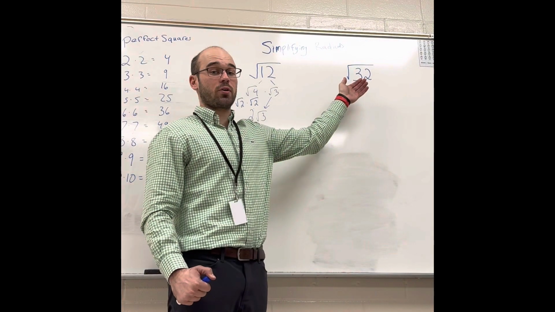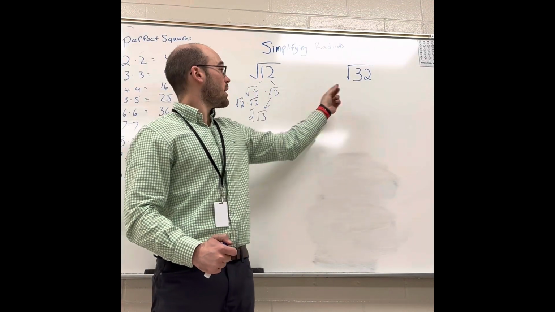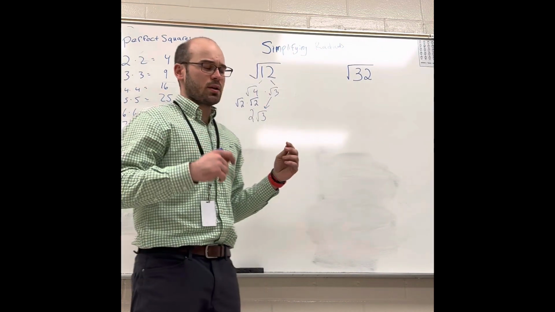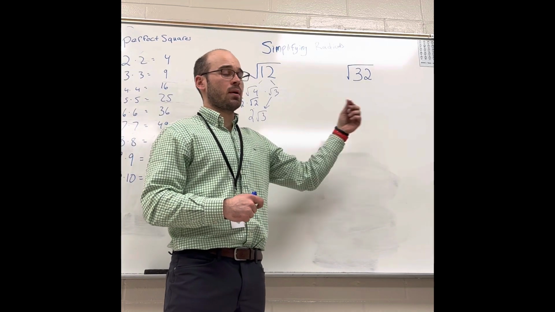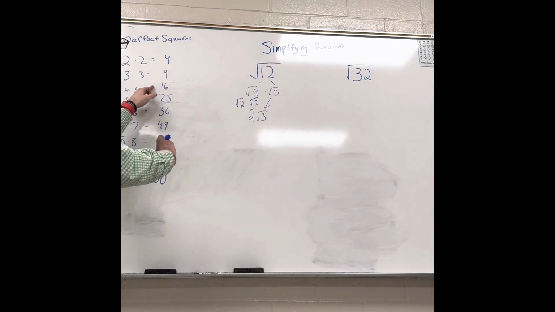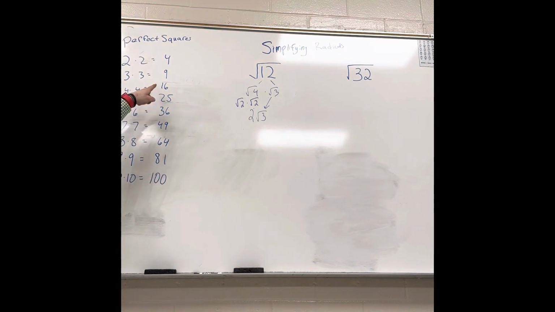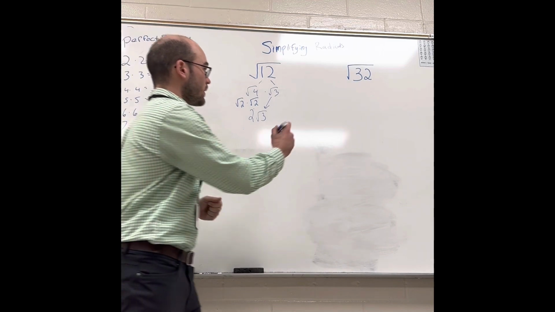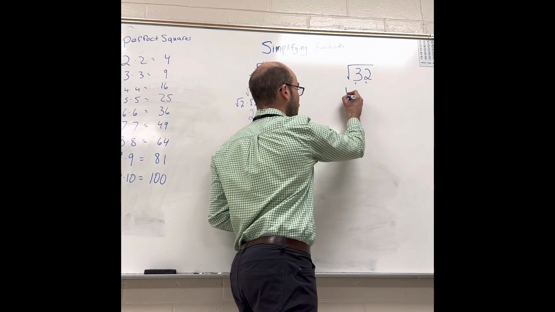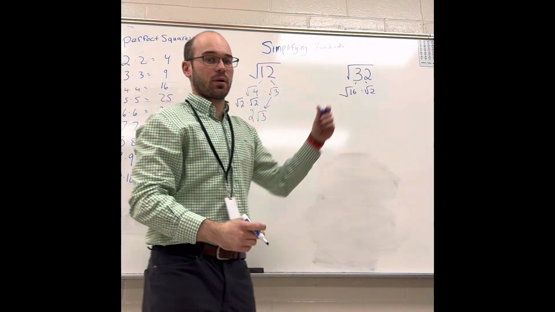Next up, I've got radical 32, or root 32. So similar to this, we've got to think about what do I have to multiply together to get 32? The first number that jumps out at me is multiplying 4 times 8. But there's another perfect square that's a little bit higher or greater than 4 that I could multiply to get to 32. If I use 16 times 2, I'll get to 32. So my first step, I've got radical 16 times radical 2, and that'll get me 32.